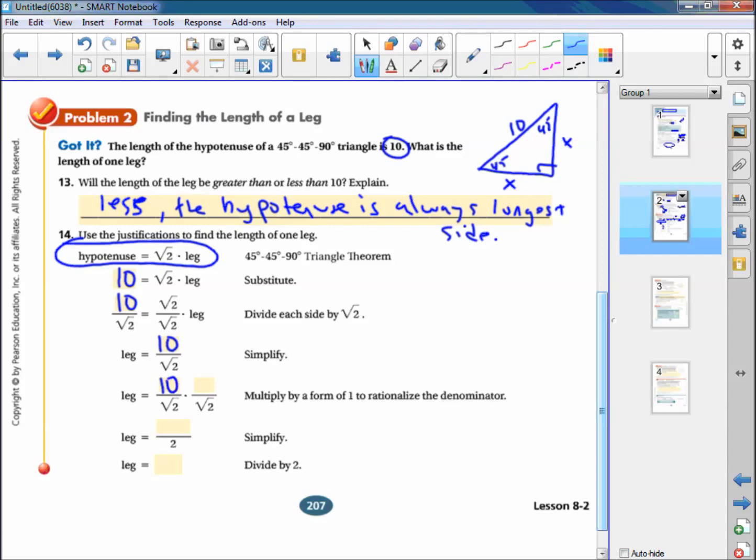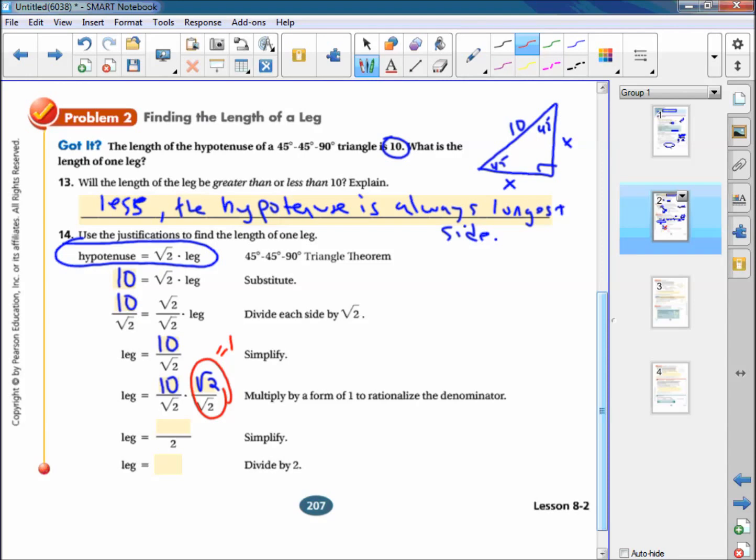So we're going to times this side over here by 1, but we're going to pick a very special 1 to times it by. That special 1 is going to be the square root of 2 over the square root of 2. Remember, any number divided by itself is just 1. So I am just timesing the side by 1, and timesing by 1 doesn't change anything. 5 times 1 is still 5, 12 times 1 is still 12, and so forth.